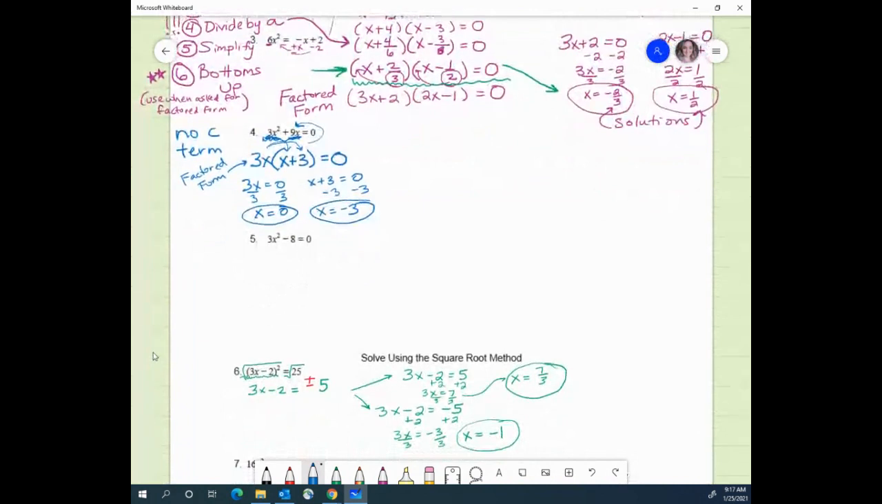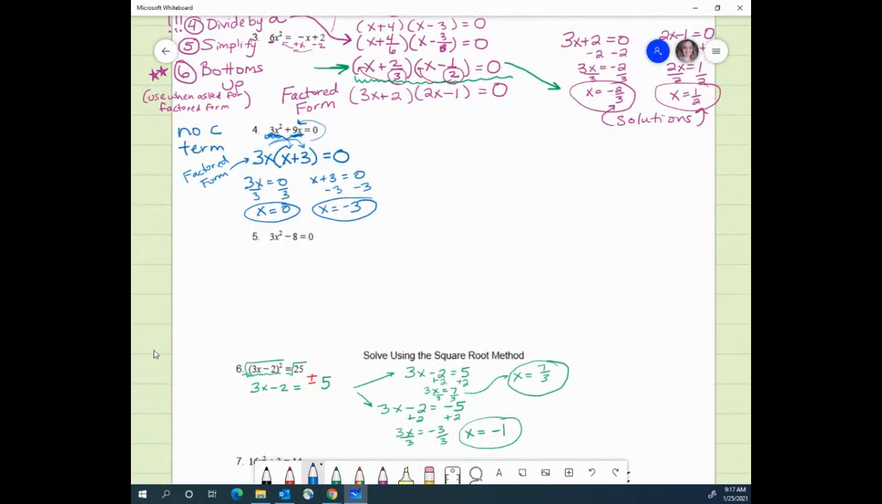And then number 5. Let's do red. Now number 5, we have an A term and a C term, but there is no B term. And this is not technically factoring at all, but I wanted to put it in this section in case you see a problem where there's no B. So we actually are going to solve this just like an equation that we were solving in section 1.2. We're just going to get x by itself.